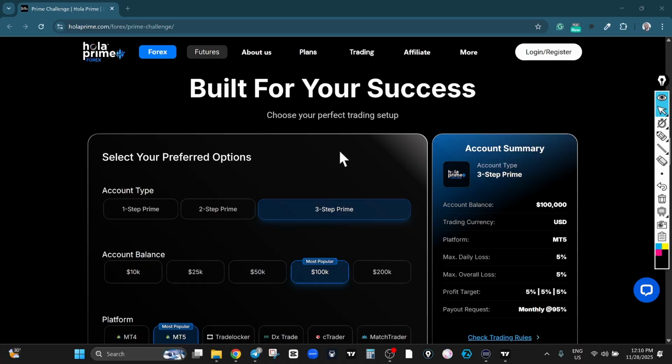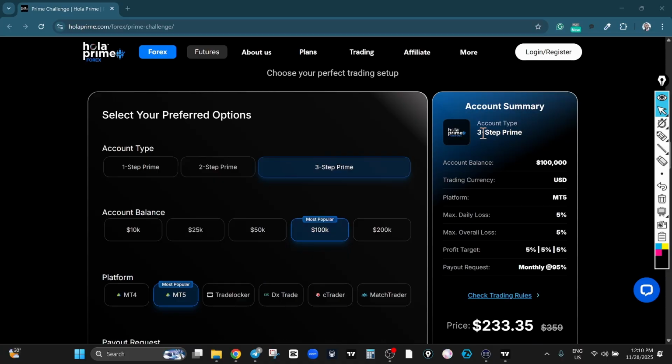When you come to this page, just scroll down here. This is where you're going to select and then open an account. For account type, there's 1-step prime and 2-step prime. This is what I want to bring to your notice. At different account balances, the price varies. And this is the only page where you're going to see this discount. You can't get it better than this.